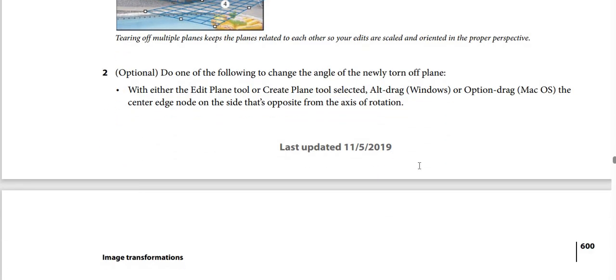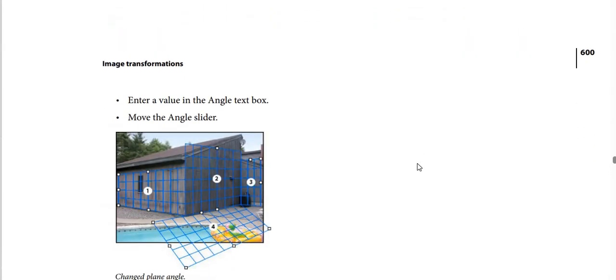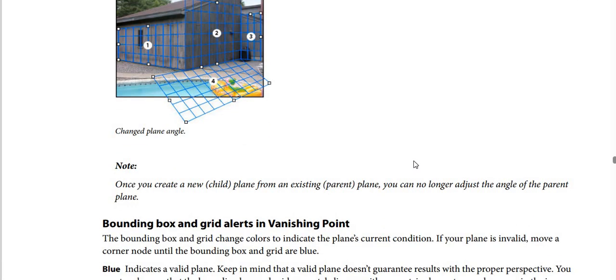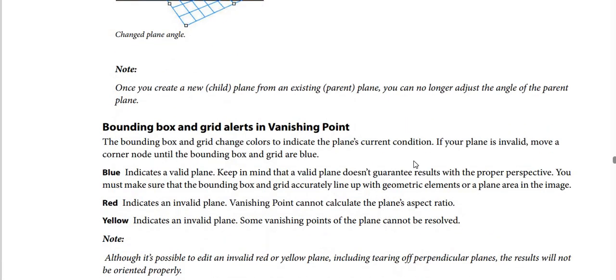Step number 2, optional. Do one of the following to change the angle of the newly torn-off plane. With either the Edit Plane tool or the Create Plane tool selected, Alt-drag if you use Windows, or Option-drag if you use macOS, the centered edge node on the side that's opposite from the axis of rotation. Or enter a value in the Angle text box, or move the Angle slider, like this image, to change the plane angle.